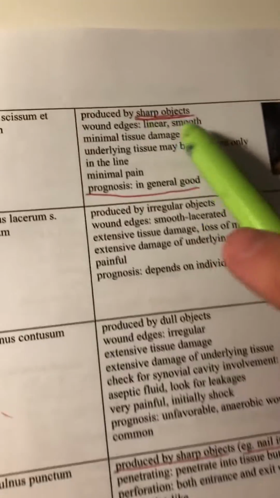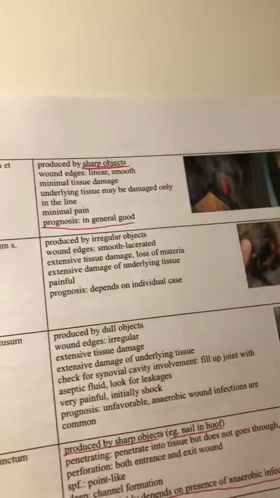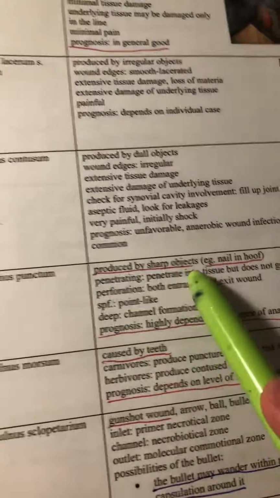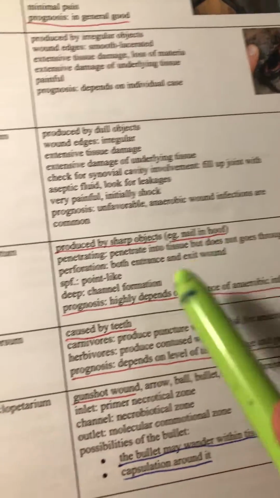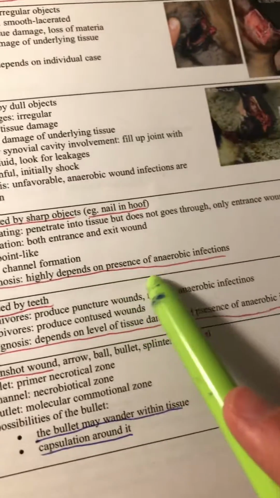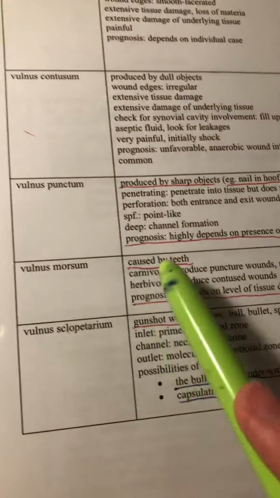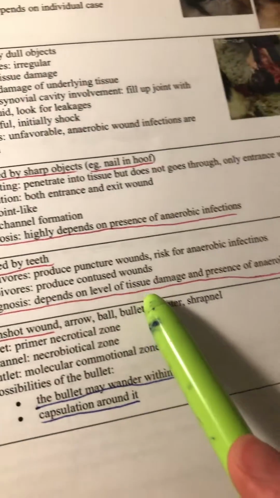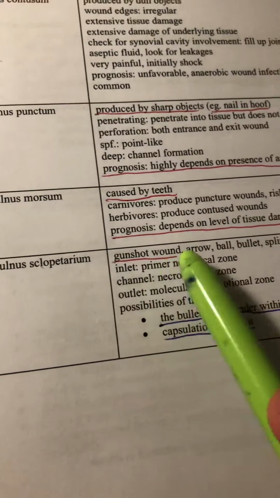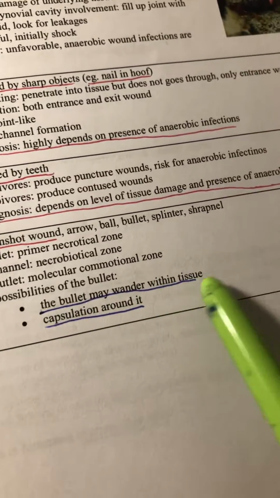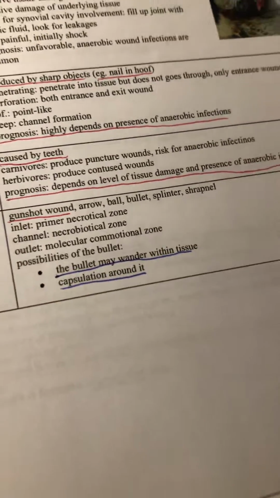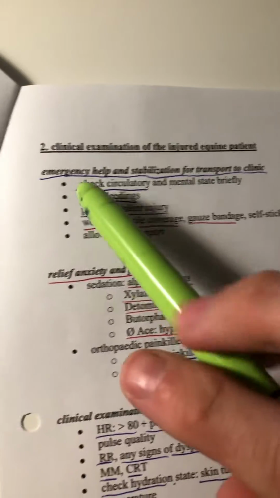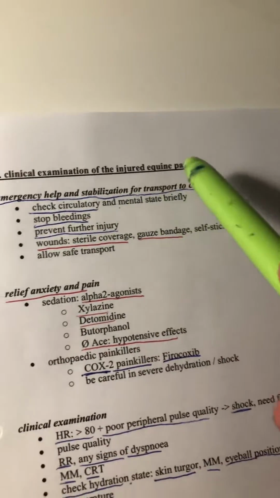So the sharp objects, the prognosis is usually good. If it's produced by a sharp object like a nail in the hoof, the prognosis depends on the presence of anaerobic infections. If it's caused by teeth, the prognosis depends on the level of tissue damage and the presence of anaerobic infections. And if it's a bullet or a gunshot wound, the bullet may wander to different tissues or may be encapsulated.